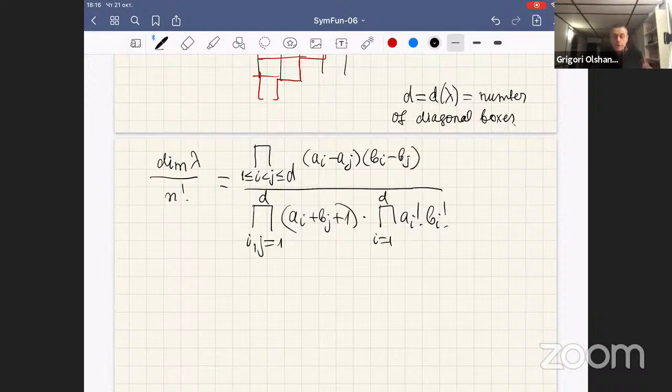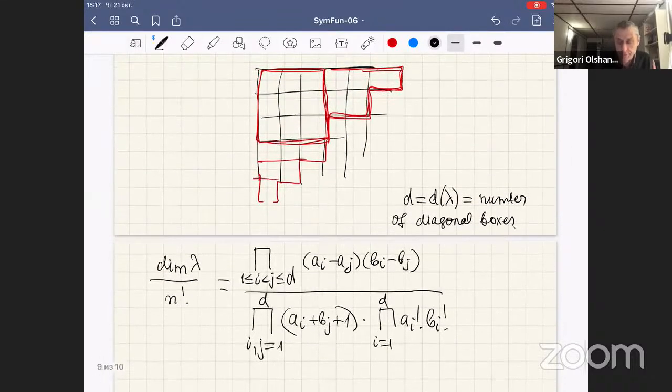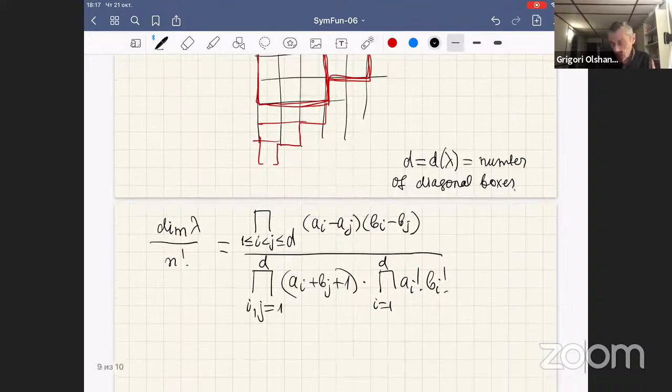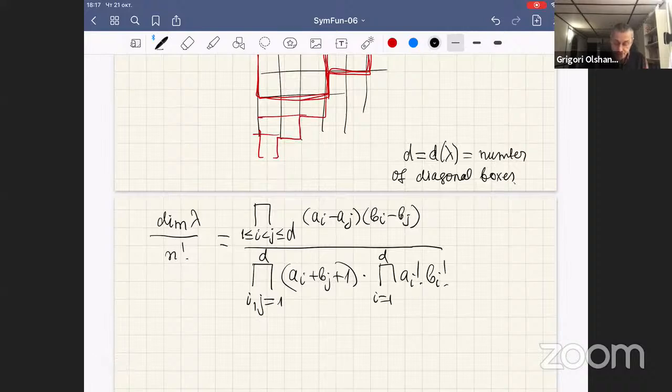You see that this formula is, in a sense, more economic than the Frobenius formula, especially if the Durfee square is small and the Frobenius coordinates are large. In the Frobenius formula, we have to take a huge expression because the length can be large, but here we have to deal with D, which in principle can be small. But anyway, this is another formula, which I think is also nice. And it is evidently symmetric with respect to switching between the A and B. And how to prove it?